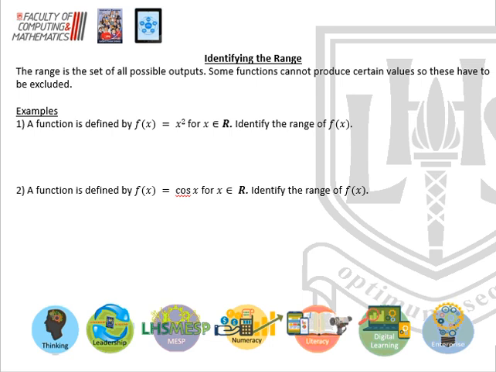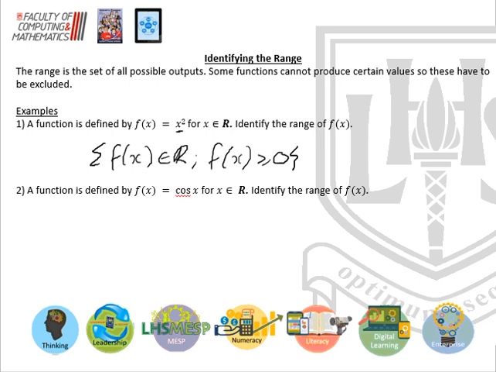Now we know no matter what we put into this function, no matter what x is, we're going to have a positive or 0 coming out. So our range is f of x is in the real numbers, f of x has to be greater than or equal to 0. The answers you get out have to be greater than or equal to 0.